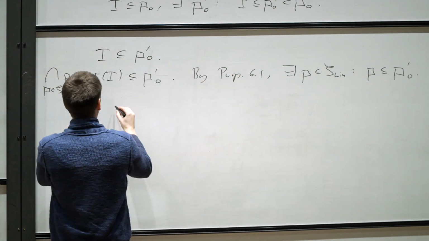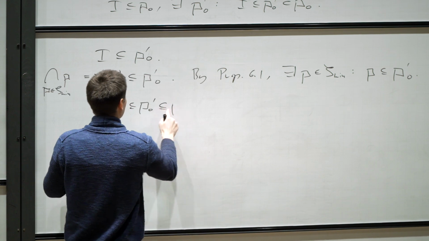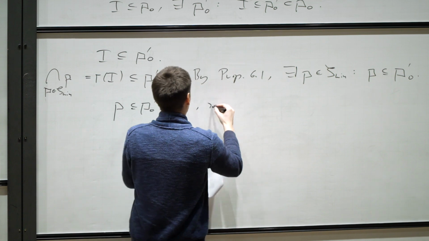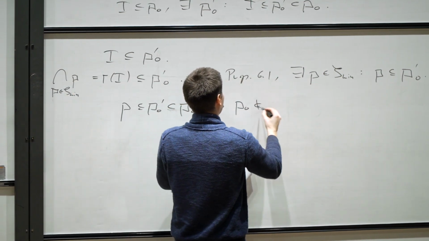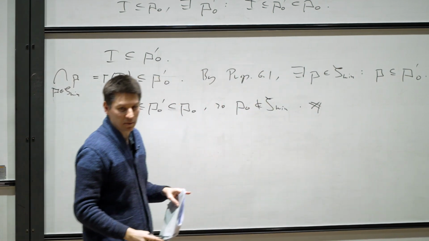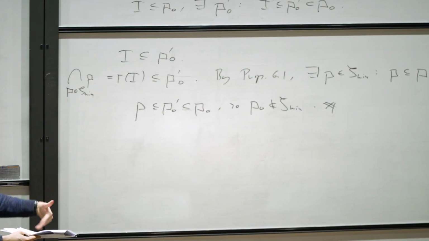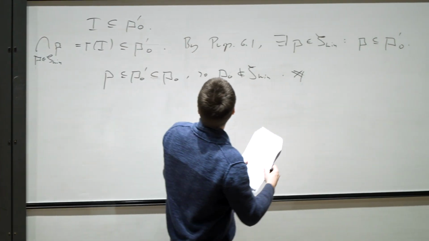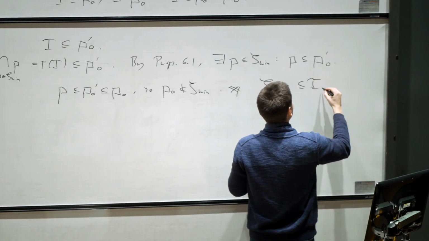But that means that P sits inside P prime 0, which sits inside P0 properly. This guy comes from S, and this guy comes from S, so it cannot be in S min. That's a contradiction. So if we start with something in S min, we produce something in I which is smaller, then we produce something in S which is smaller, and that's how we conclude. So that's one direction. This shows that S min sits inside I min.